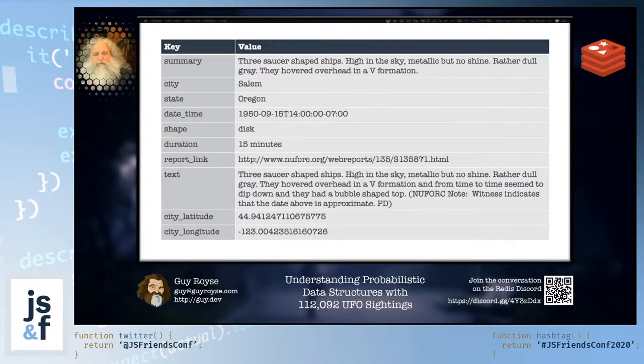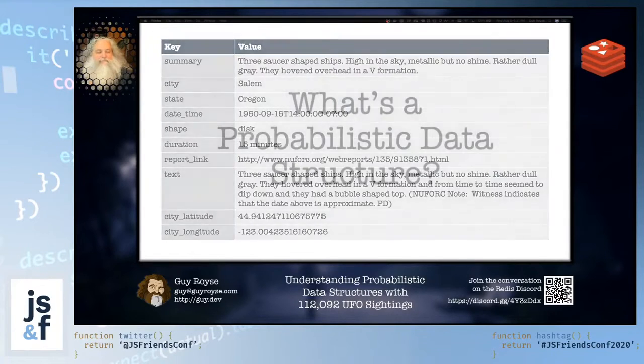Like here, there's a note from NUFORC saying the witness indicates that the date above is approximate. And it's got the latitude and longitude of the city, which is something that Timothy added after the fact, having the city and state. So this is fun data, right? This is the data we're going to play with as I explain to you what probabilistic data structures are.